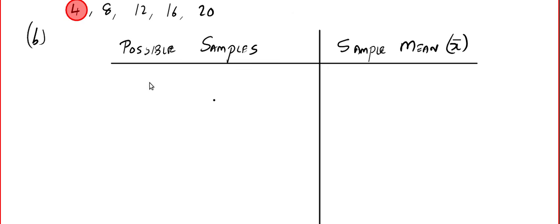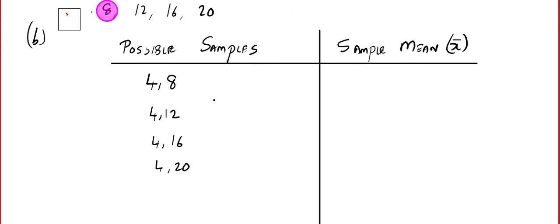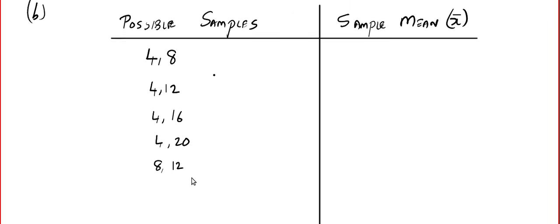I am going to write all the numbers that start with 4: 4, 8; 4, 12; 4, 16; 4, 20. Okay, that's it. Now I am going to write all the numbers that start with 8. If you want, you can erase this 4 so that there will be no confusion. So that gives me 8, 12; 8, 16; 8, 20.